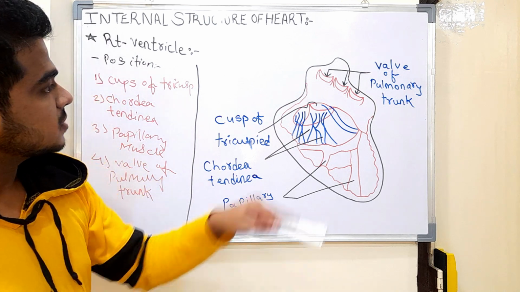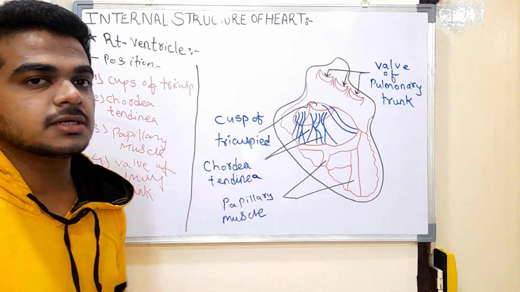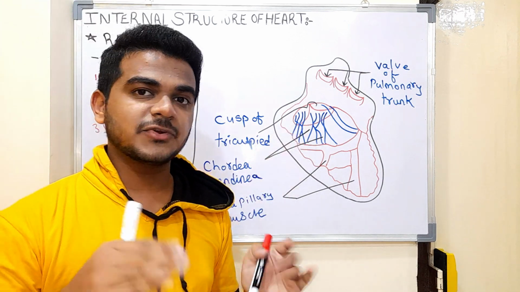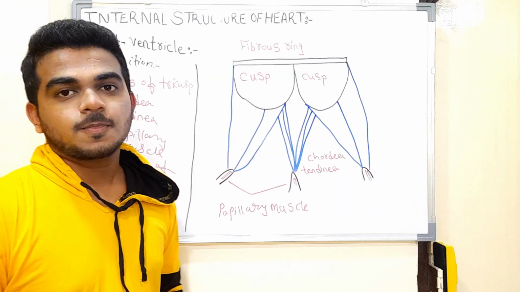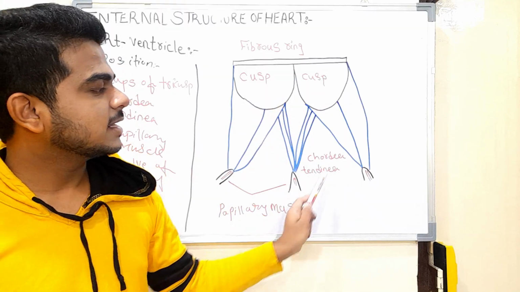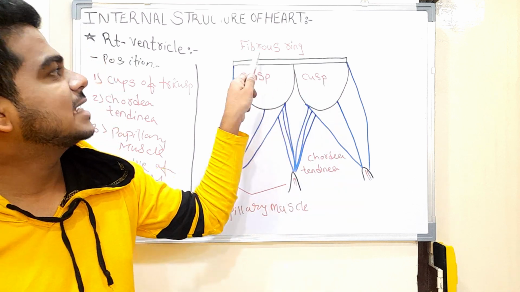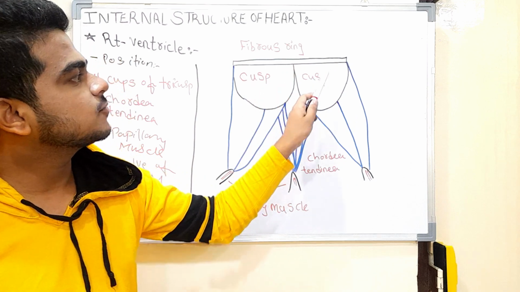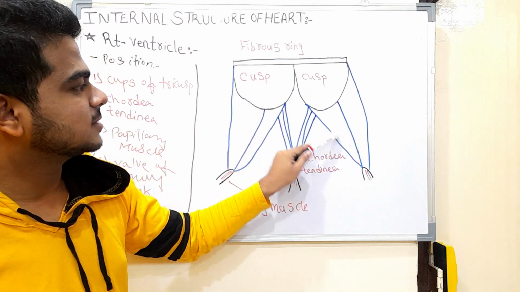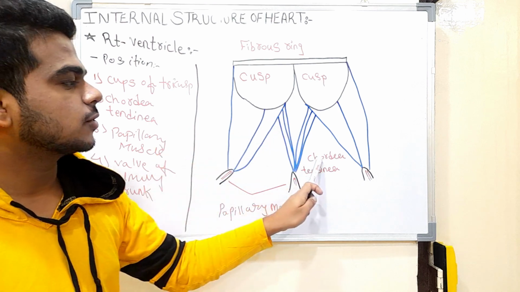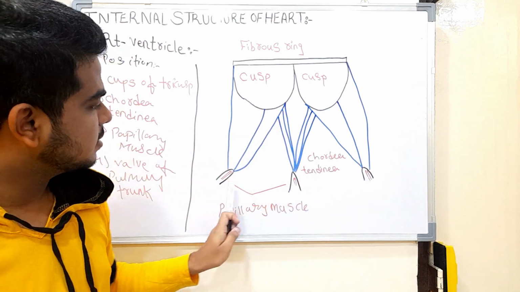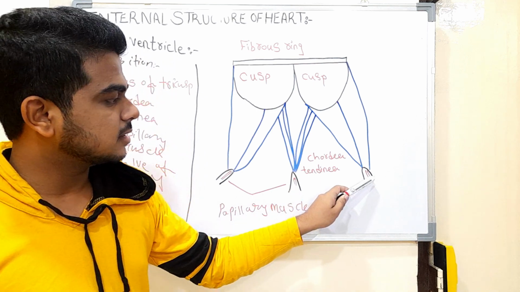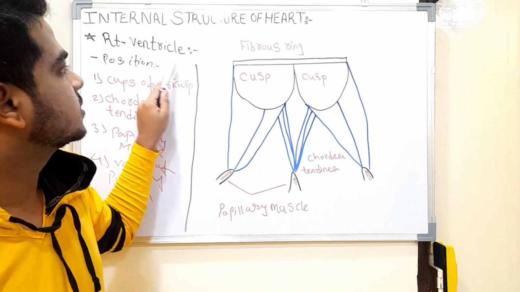So this is the right ventricle and this structure is inside the right ventricle. This is the chordae tendineae and papillary muscle. It's a separate diagram, I will show you. This structure is called the chordae tendineae. The upper side is a fibrous ring which is attached to the tricuspid orifice. This is a cusp of the tricuspid valve. This thread-like structure is called chordae tendineae. This is the papillary muscle which is attached inside the wall of the right ventricle.